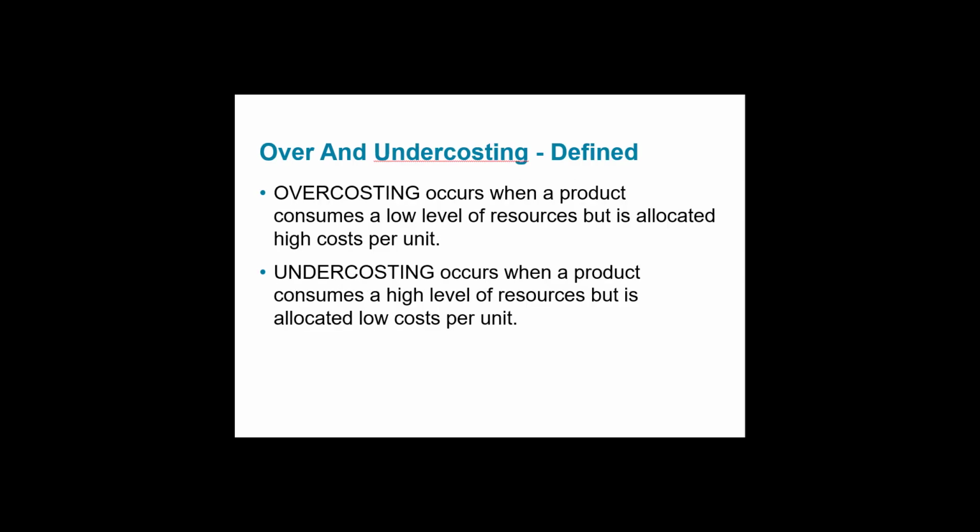It's probably obvious to you that if we're spreading out or allocating costs using broad averages, most certainly some products will be overcosted and others will be undercosted, right? Just because we're using an average. So the definitions here are merely the acknowledgement that some products will be allocated too much versus what they actually use, and others too little.